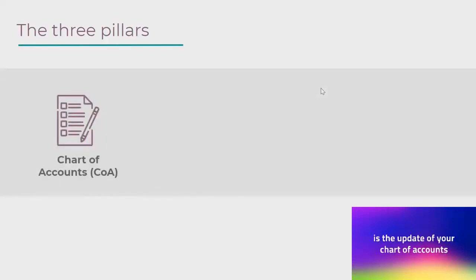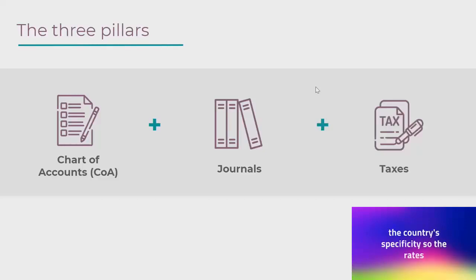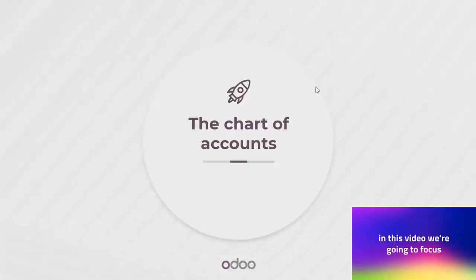In this video we're gonna see together the basic setup to get your accounting live. There are three things: the update of your chart of accounts, with its specificities, the existing accounts and so on. So update it, of course. Next point is to update the existing ones and create new ones. And lastly, you need to make sure that the country's specificities, so the rates in the chart of accounts, are also correct in the taxes. The tax rates are present and of course update the fiscal positions.